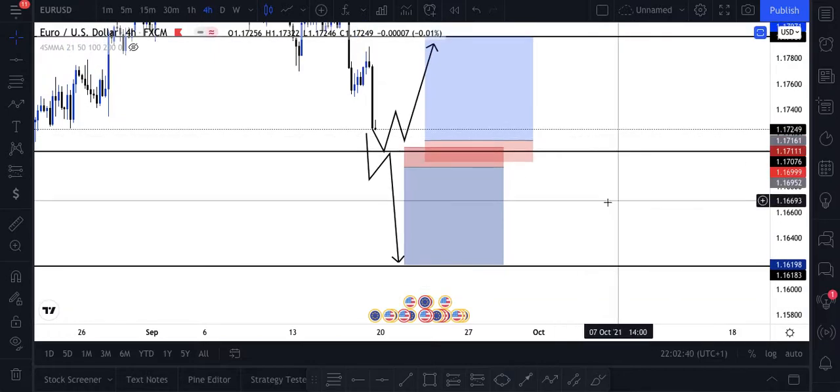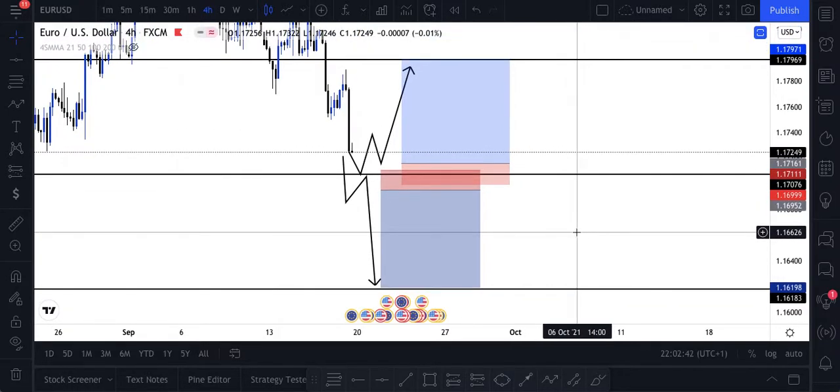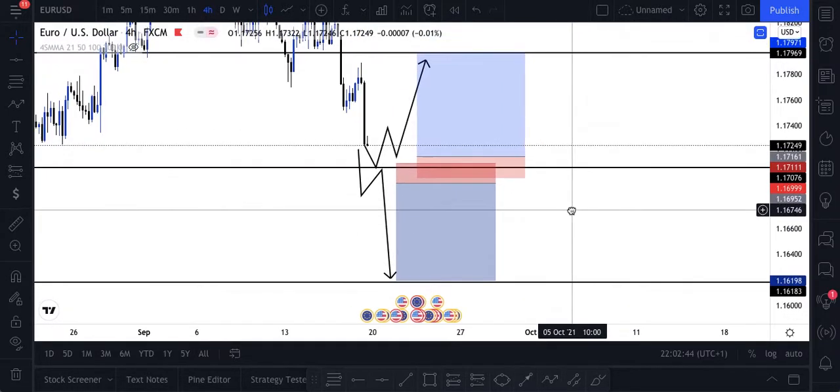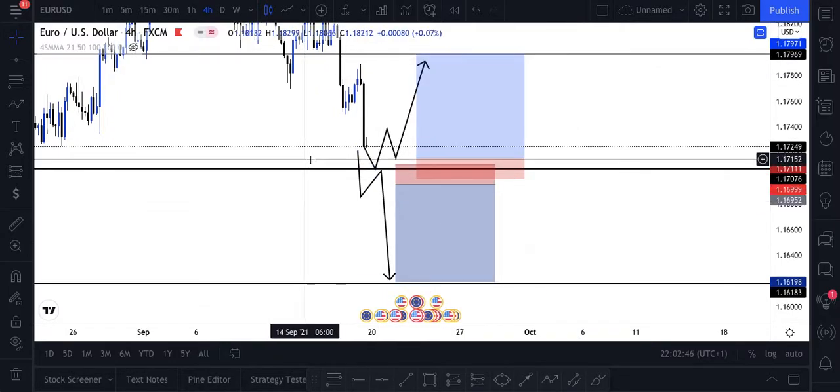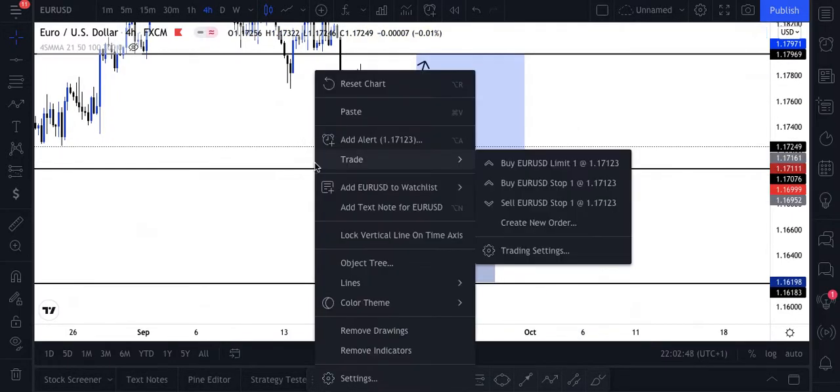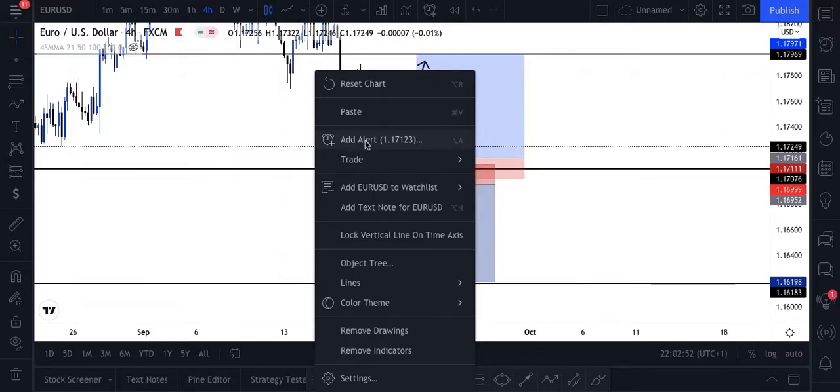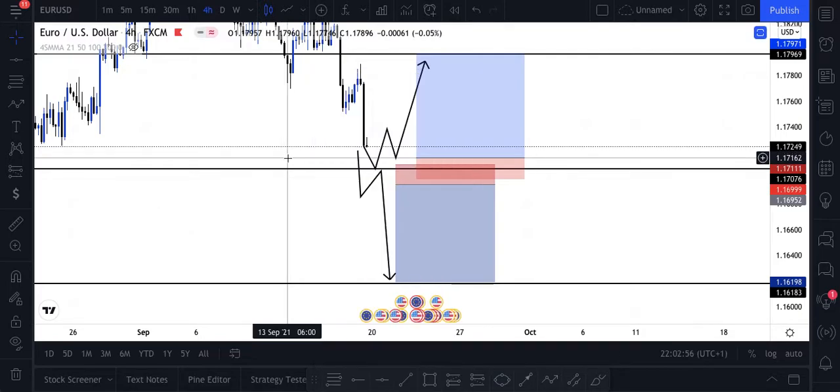Honestly, either way, whatever the market decides to do next week, I'll be ready for it. What I'll also like to do is, usually I like to double click on my chart, add an alert, and then just wait for the market to reach that point. Then it will alert me, and then I will keep an eye on, of course, the chart and what's happening, and then from there make a decision whether I'm selling or buying the euro.